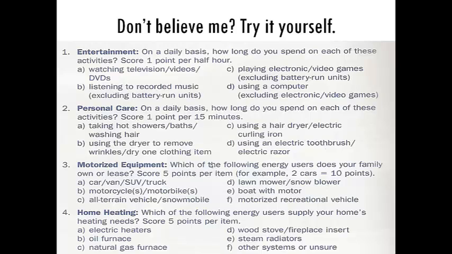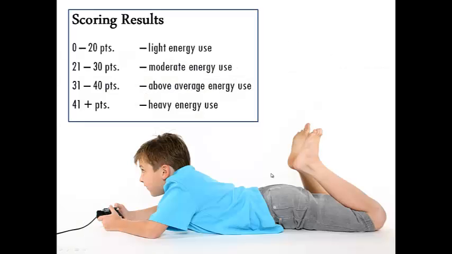Okay, all done? Excellent. So you can see that you have some questions here about entertainment, so watching televisions or videos or DVDs or playing games. You have things about personal care, right? Taking those long showers. We talked a little bit about those when we were doing water consumption. And we also have cars and things like that. If you were to score at the end, you could see that if you scored only between 0 and 20 points, you're considered to be a light energy user. But if you scored any higher than that, then you're moderate up to heavy energy use.